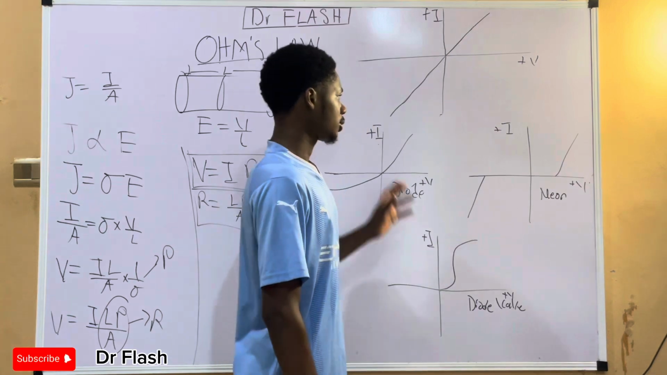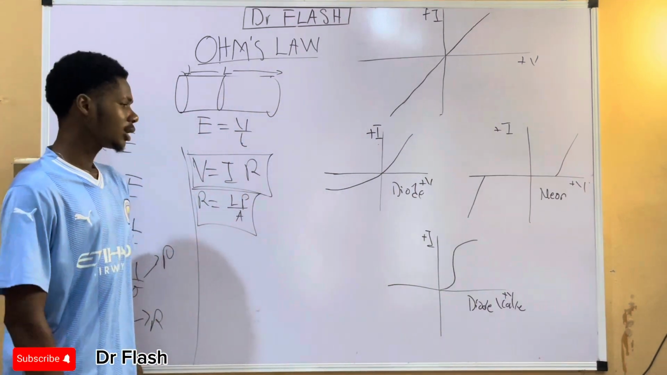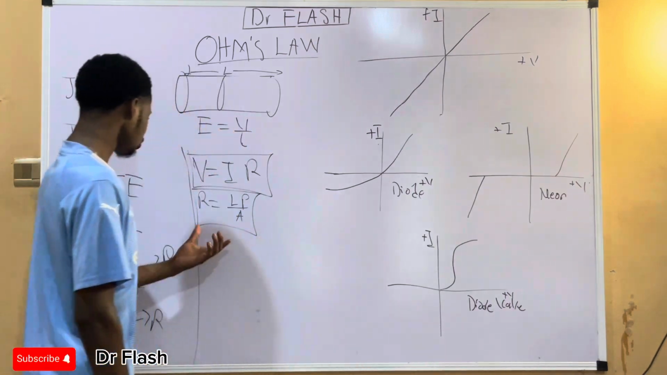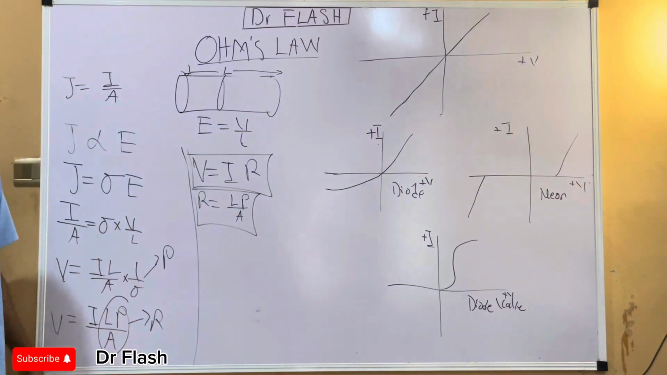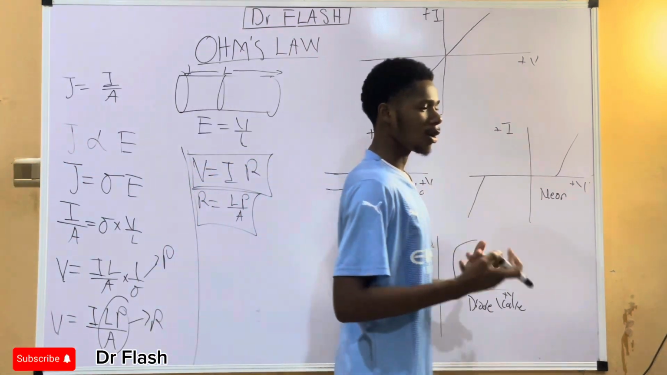So that is that for Ohm's law, and here are the graphs on the board. In our next video we'll be talking more about conductance, conductivity, resistance, resistivity, like I said before. And we'll get more insights on how resistance depends on these values.